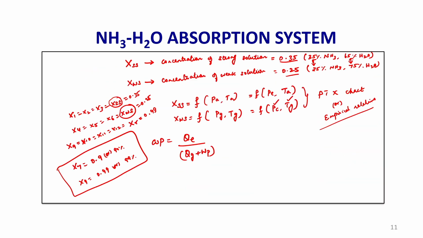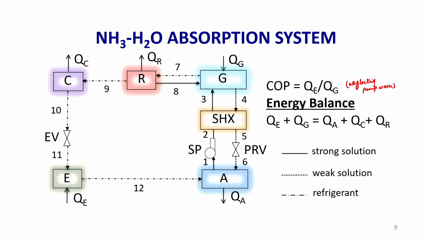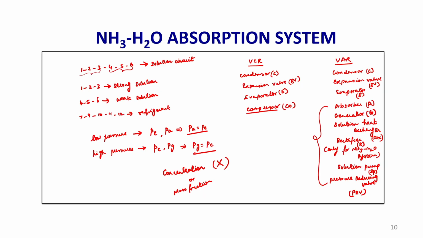Okay. If you see the water lithium bromide system, there is only one difference. You will not find a rectifier. It does not use a rectifier. Here the refrigerant used is water. Okay, let me underline: this is water, and here, in the other system, the refrigerant is ammonia.